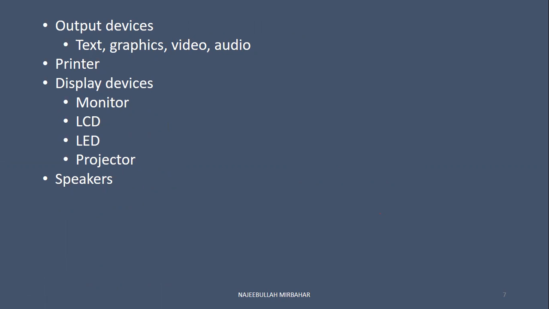Display devices: there are four types of display devices. Display devices convey the information in the form of video and graphics. The four types are monitor, LCD, LED, and projector. Monitors were used in previous technologies, and they contain some harmful rays to our eyes. Then technology advanced, and we have LCD, liquid crystal display. It uses liquid crystal technology.